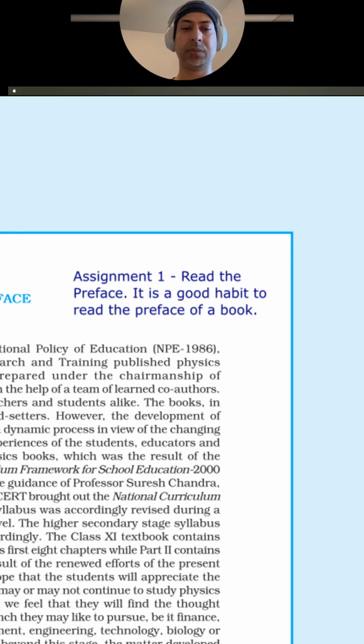Assignment one: read the preface. It is a good habit to read the preface of a book. So this should make it clear. The file is saved.